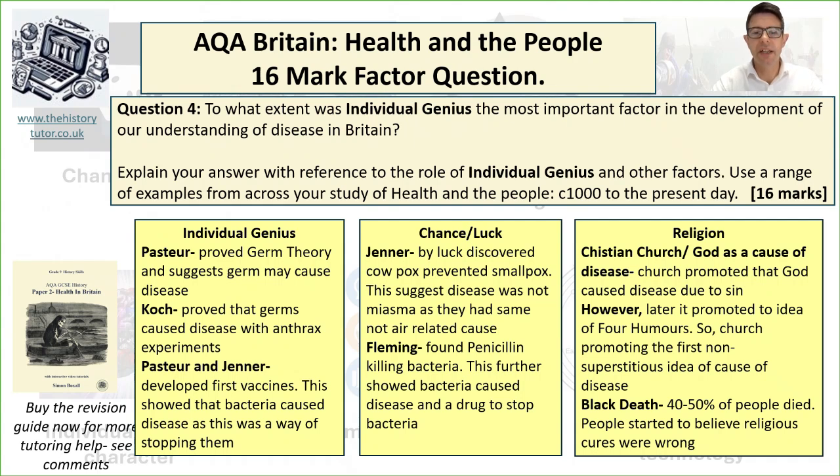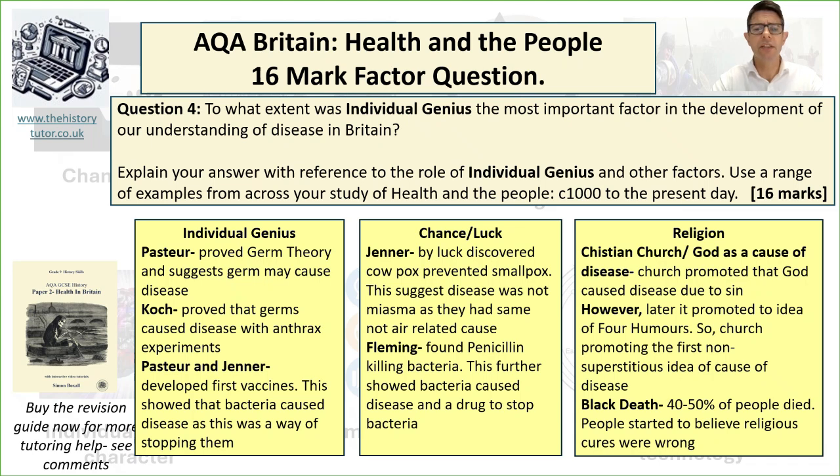Okay, so here are my ideas then. Obviously I've started with Louis Pasteur for individual genius and germ theory, and he suggested that germs might cause disease. So then we need to go to Koch, and he does prove that germs cause disease with his anthrax experiments. And then we could talk about Pasteur and Jenner. They further developed this understanding of disease by showing that vaccinations can prevent disease, showing obviously that bacteria cause disease, but also that bacteria can be stopped with weakened forms of bacteria, which shows an understanding of disease also.